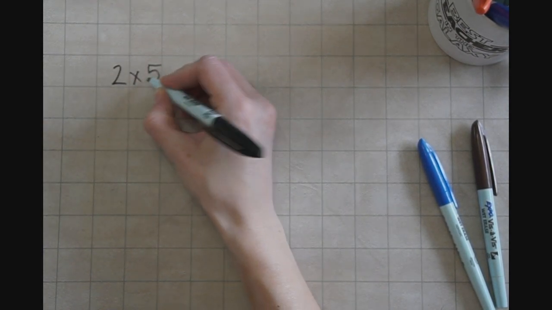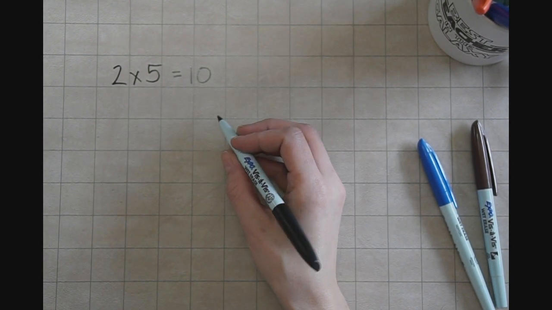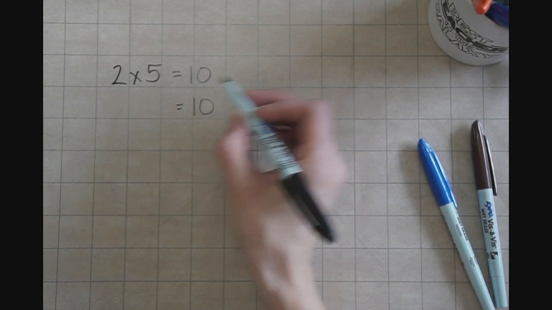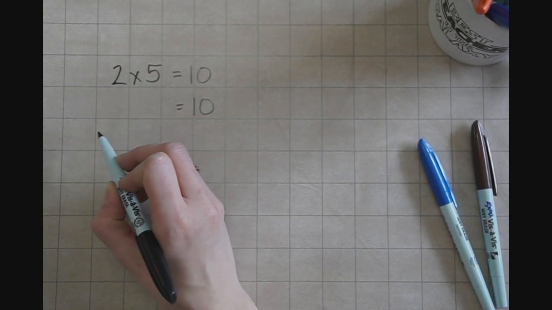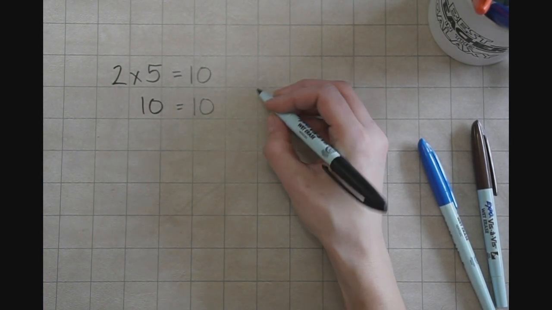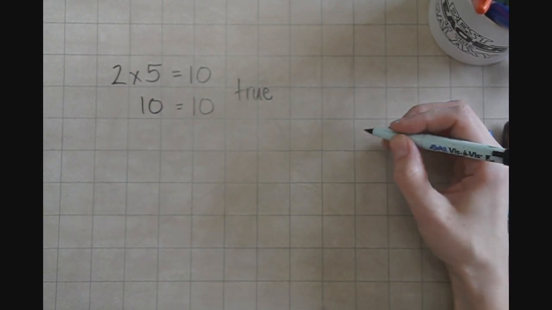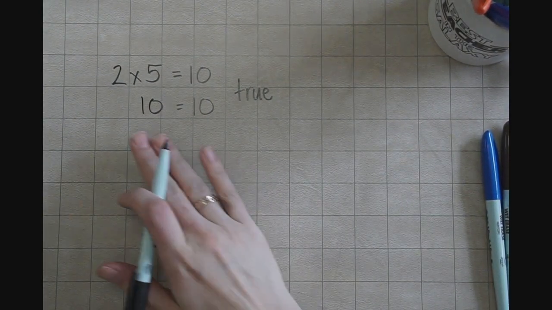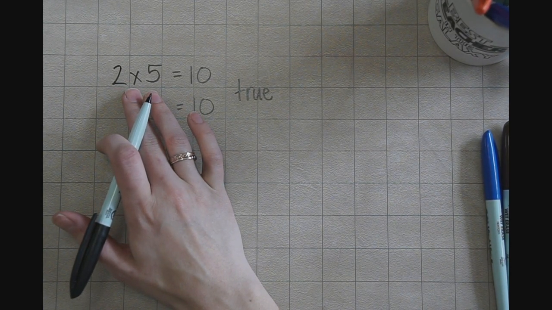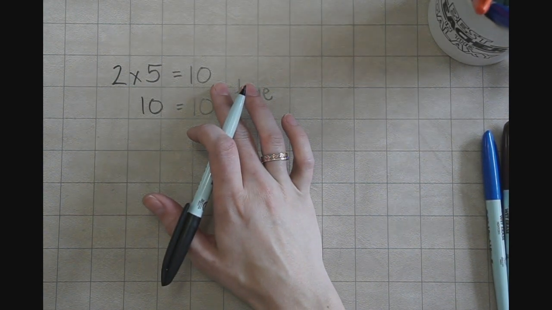2 times 5 equals 10. So we know that that side equals 10. And 2 times 5, 2 groups of 5, that is also 10. So this equation is true. That's the way we're used to seeing it, where there is an operation on this side, add, subtract, multiply, or divide, and then the answer is over here.